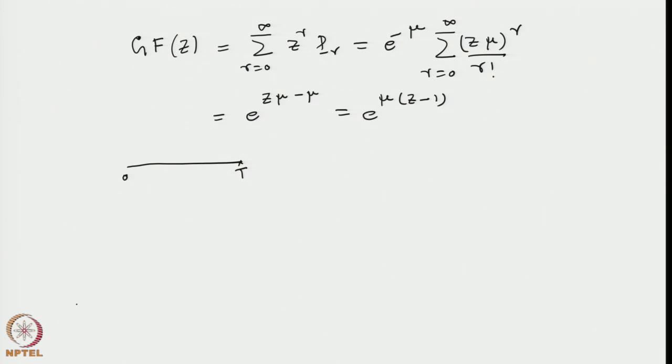Supposing one has a time axis as shown in the figure below, then you can ask a question: what is the probability that no event has taken place in time between 0 and t? Let us postulate that there is an average rate lambda, which is the average rate of occurrence of an event. In the bus example, it is the average number of buses arriving per unit time. In the case of fishing, it is the average rate of catching fish, the time rate.